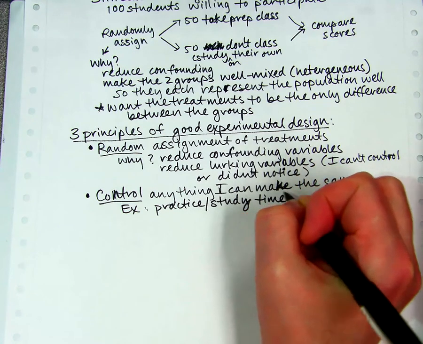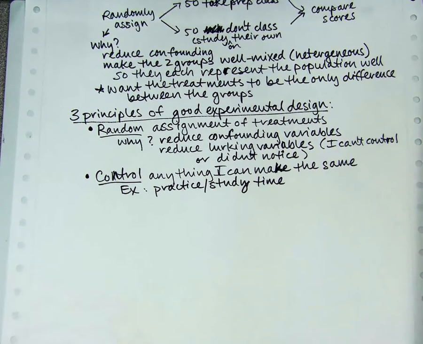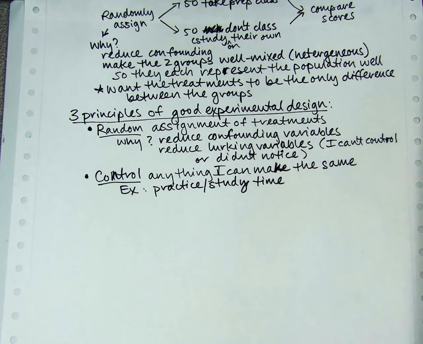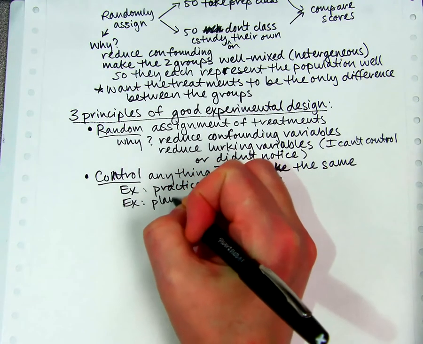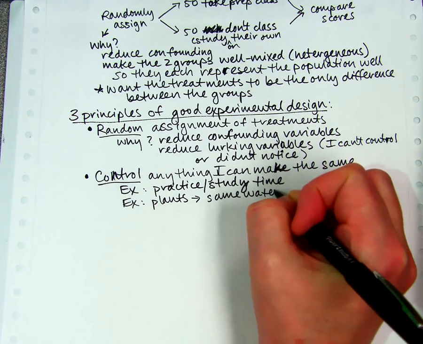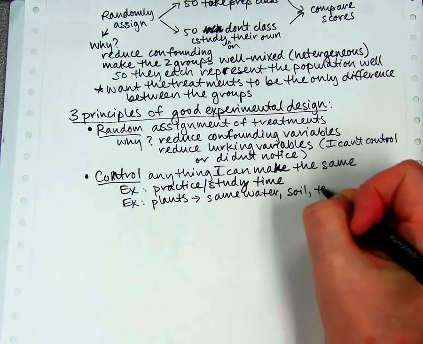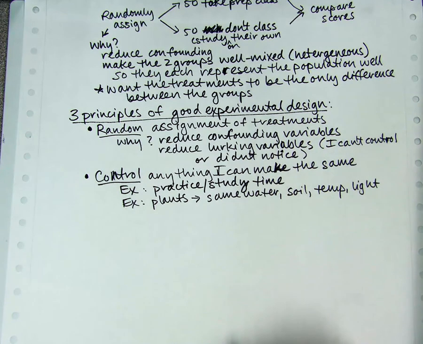Remember, they've volunteered to be in my experiment, so they're going to do whatever I tell them, right? In an ideal world. If you really want to be picky about it, if it's a medical thing, you keep them in your facility for a while and you make them do the same things at the same time. If you're dealing with plants, like I said, you want them to have the same water, same soil, same temperature, same light, so that the only difference is whatever it is you're trying to measure, which would be maybe a fertilizer or something like that. So that sort of thing is called control. Control all the other variables that might be lurking.